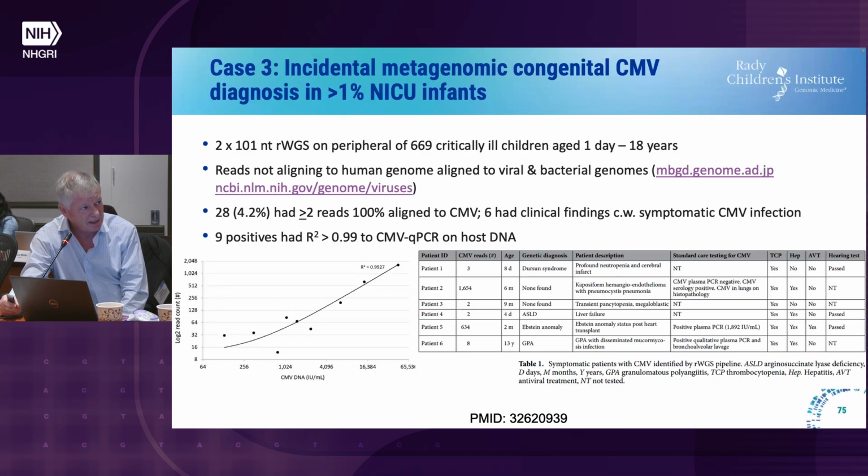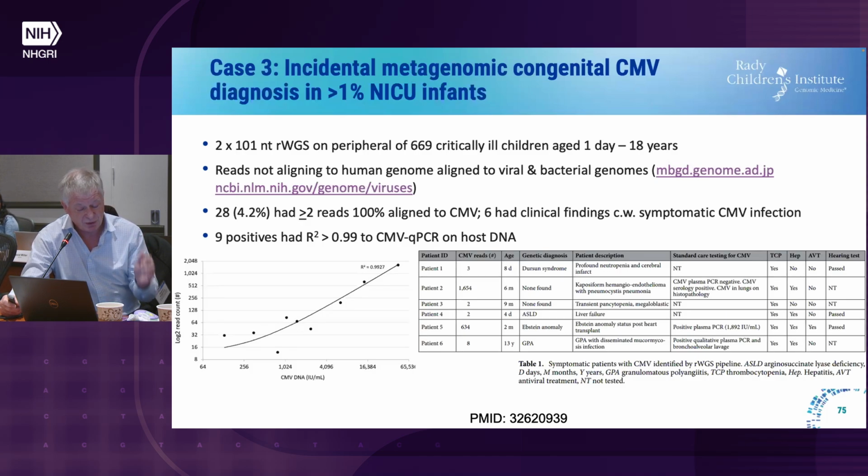And here we just said, hey, let's take a look at unaligned reads in general. Let's align them across a host of pathogen genomes, and let's see what we find. One of the findings that really jumped out to us was cytomegalovirus. And believe it or not, about 4% of 669 critically ill children who received rapid diagnostic genome sequencing had reads that were 100% aligned to cytomegalovirus, and the Q scores were such that they were high quality alignments.